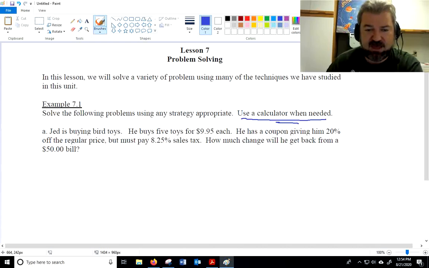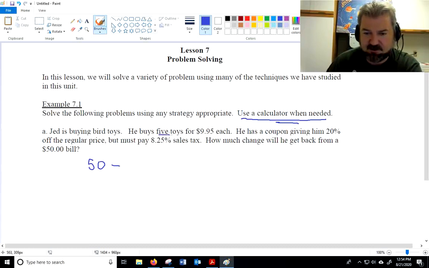All right, Jed is buying bird toys. He buys 5 toys for $9.95 each. He has a coupon giving him 20% off the regular price, but must pay 8.25% sales tax. How much change will he get back from a $50 bill? Okay, so this is not an equation that we need to solve. We could try and set it up as an equation, but there's nothing unknown to solve for. It's just calculation. So we're going to take our $50 bill, and we're going to subtract from that the amount of money that we spend.